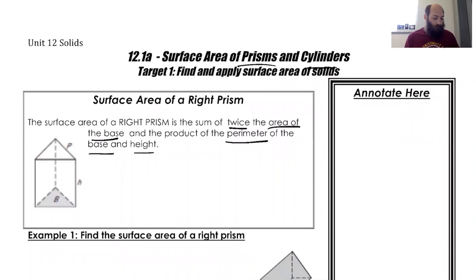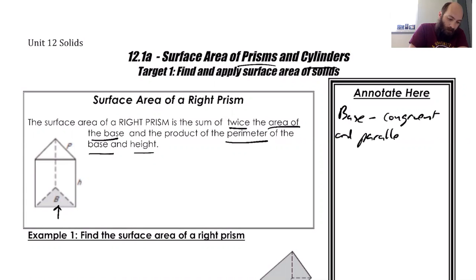All right. First things first. Notice how this capital B is for the base. I want to define that real fast. When we talk about the base of a three-dimensional object, it is going to be the congruent and parallel polygons. So for example, here you see that that's a triangle and triangle, okay? They're congruent and they're parallel to each other. So that's what creates our prism, our base here.